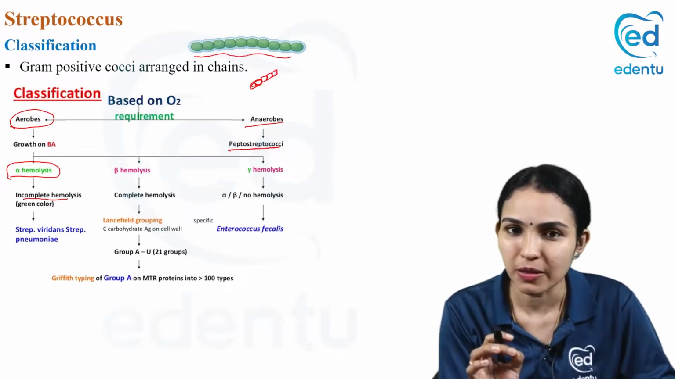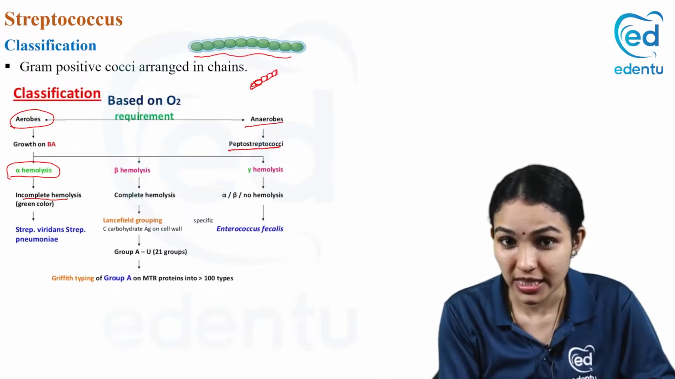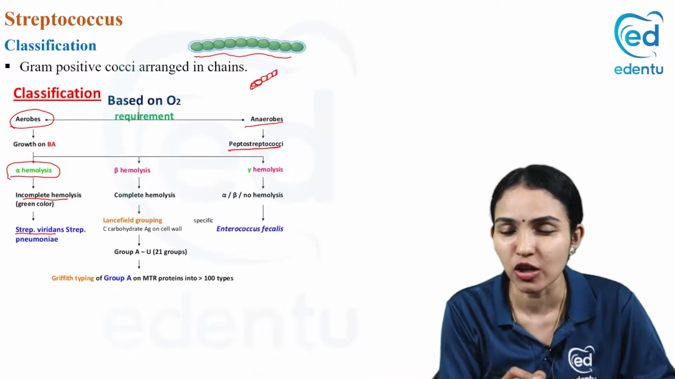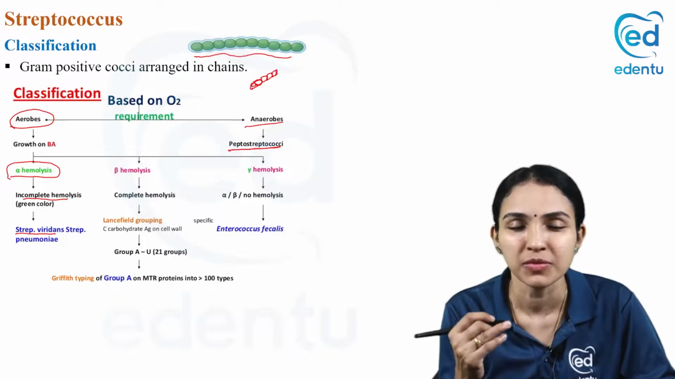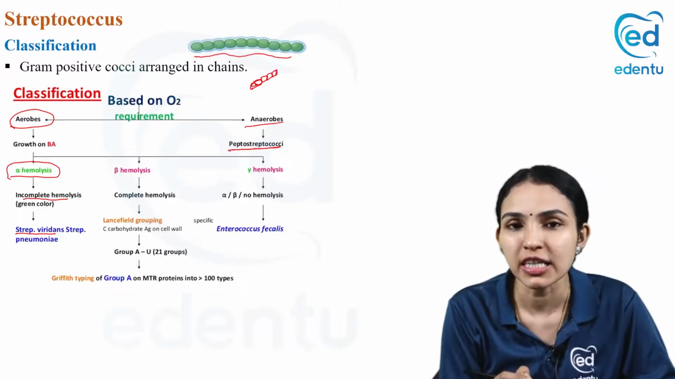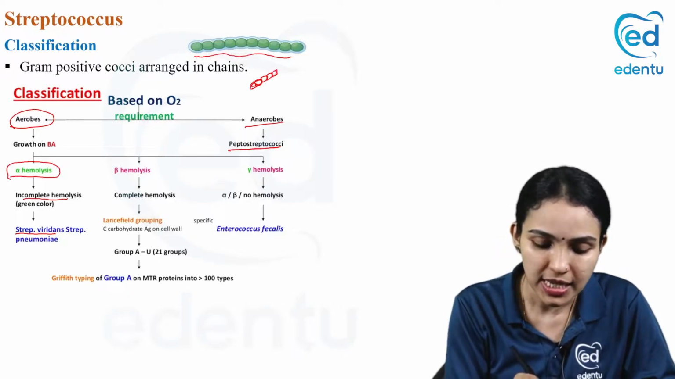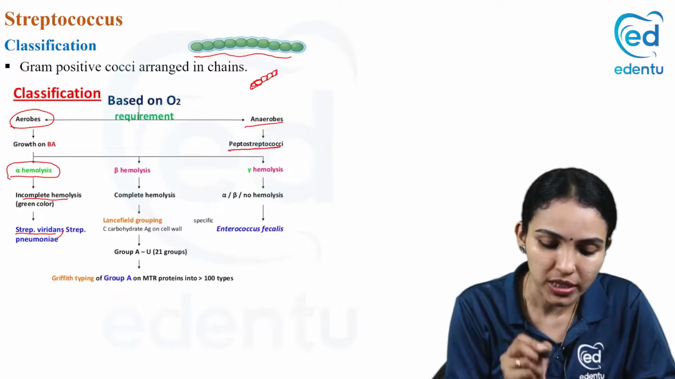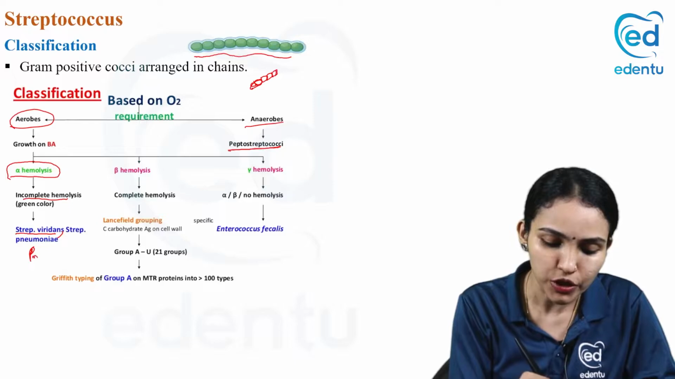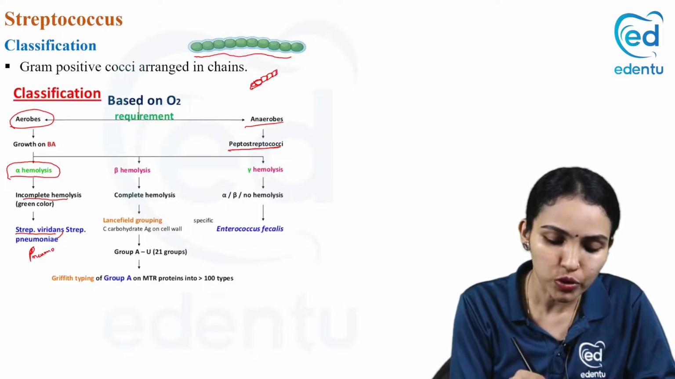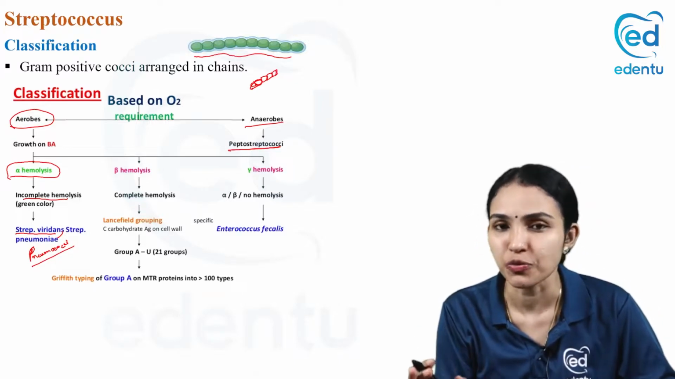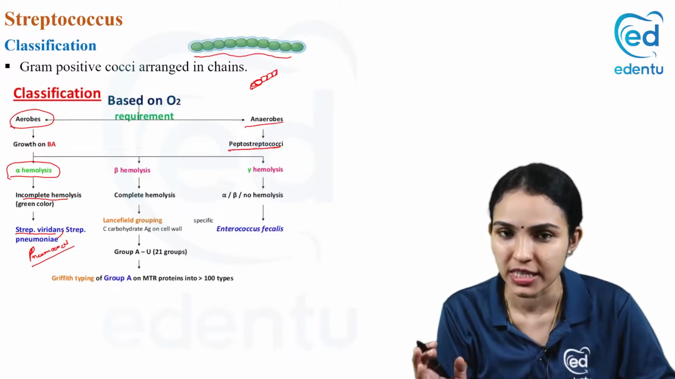The best examples of alpha hemolytic Streptococci are Streptococcus viridans. Viridans is actually a normal flora of the oral cavity, but sometimes it can be pathogenic. It can cause certain conditions, but most commonly they are normal flora. And the second one is Streptococcus pneumoniae, commonly called pneumococci. So pneumococci is nothing but Streptococcus pneumoniae, and both Streptococcus viridans and Streptococcus pneumoniae are alpha hemolytic Streptococci.